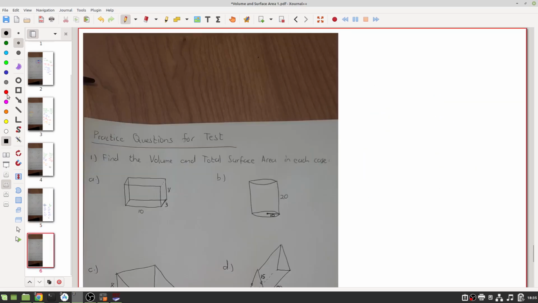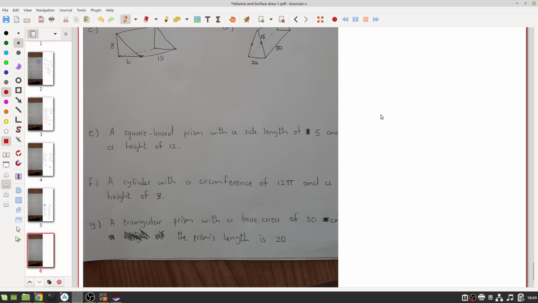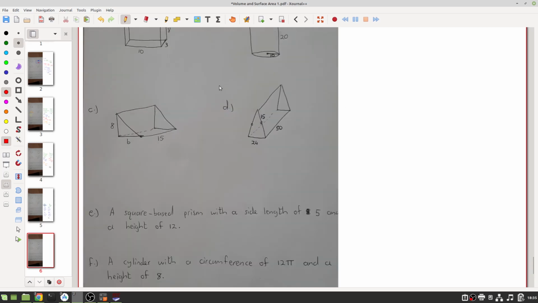Alright, number F. A cylinder with a circumference of 12 pi and a height of 8. Okay, so circumference, so let me draw a circle here. Okay, and I'm going to copy that and paste so I have exactly the same top and bottom part. Something like that. And then just connect it with some lines. Okay, so there we have a cylinder.